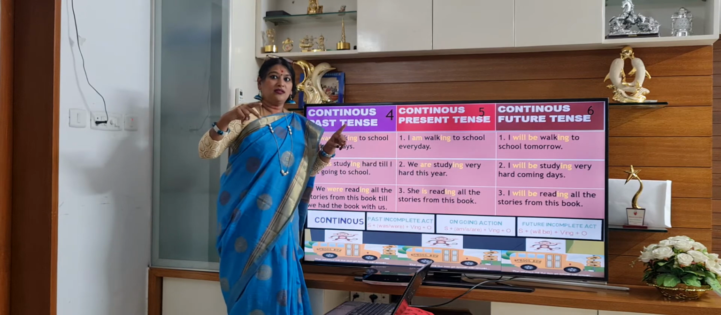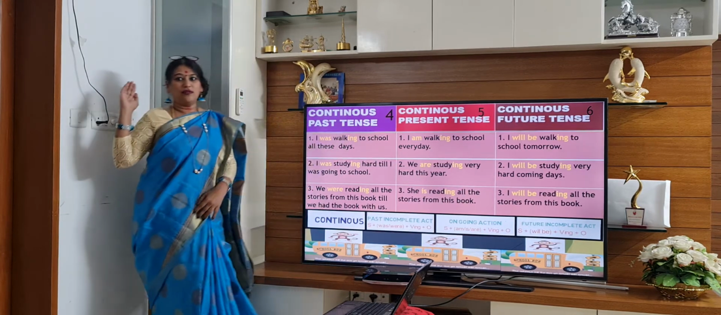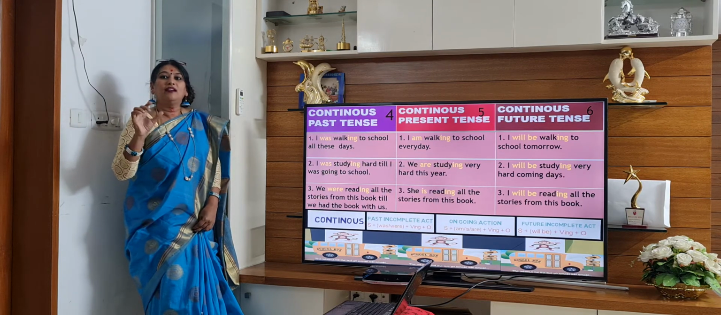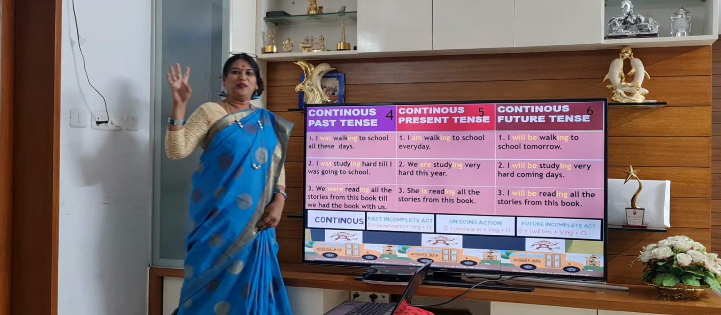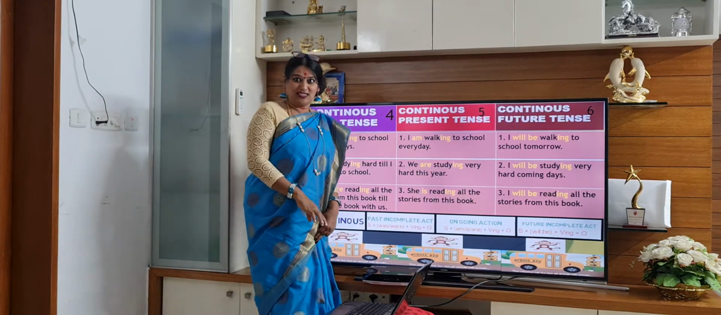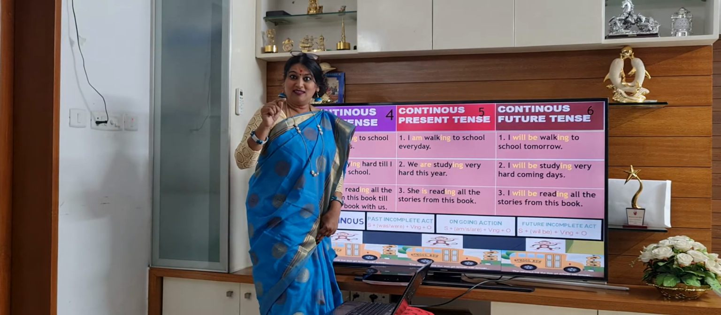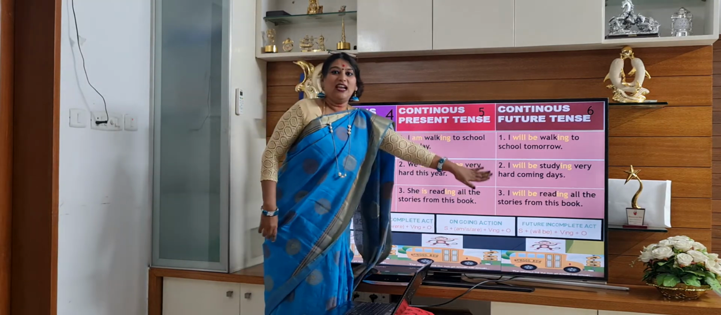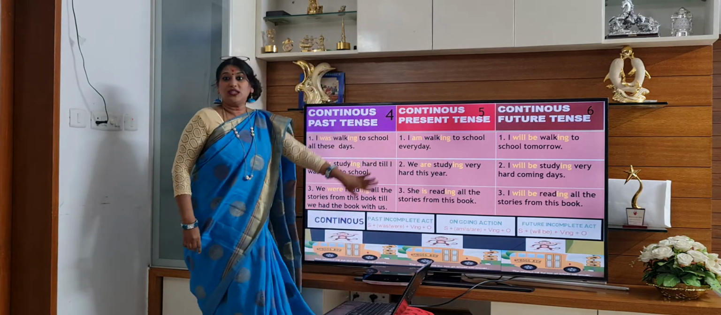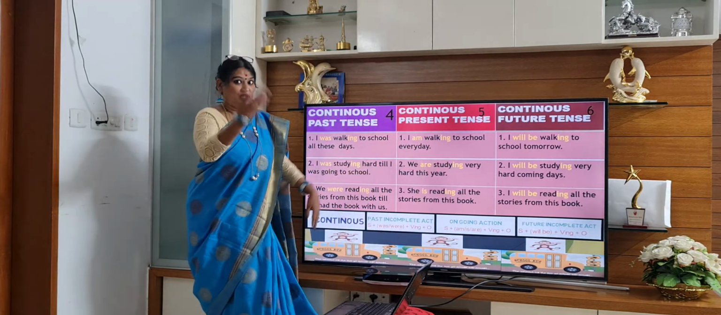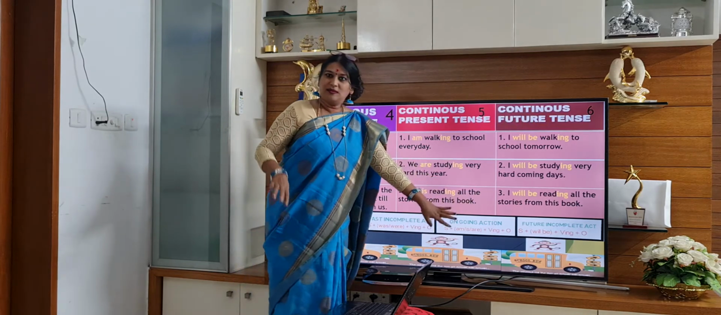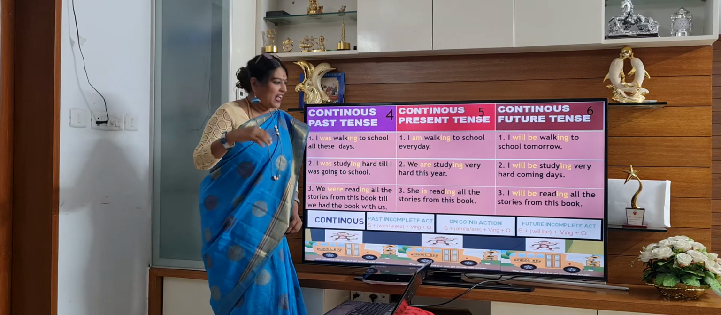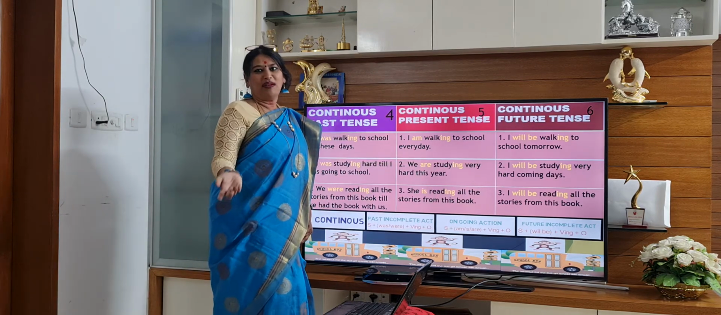In continuous, you have to start from the past. So in the past, what you're supposed to remember? Was, were, plus verb's first form plus ing. Then jump to the present: is, am, are, and again verb's first form plus ing. Got it? Then let's look into the continuous future tense. What are you going to use? Will be, and again verb's first form only plus ing.